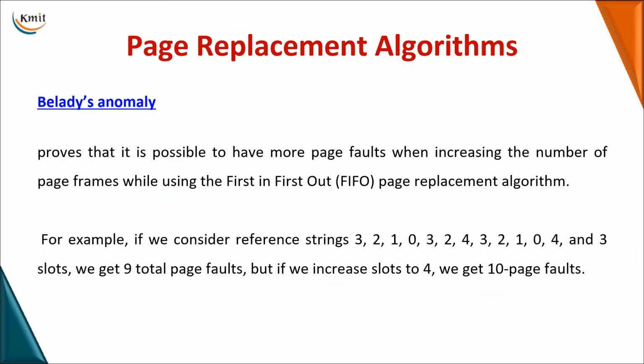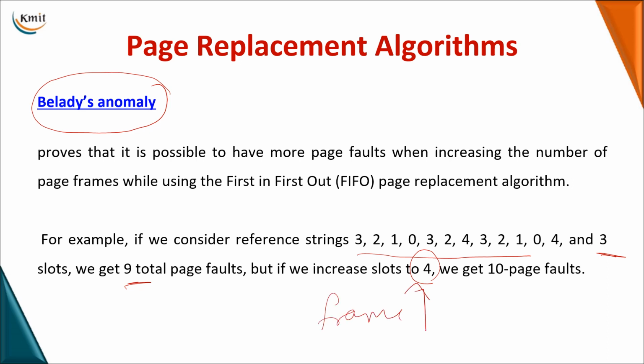Now, the main problem when you are going for first in first out page replacement algorithms is Belady's anomaly. Now, as you could see, if this is my reference string and 3 frames I am allocating initially, assume I got 9 page faults. So what would be our impression? That if I increase my frame size to 4, the page fault will decrease. If I am increasing the frame size, the page fault should come down.